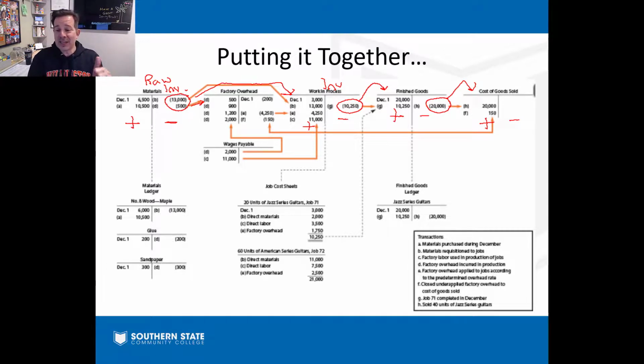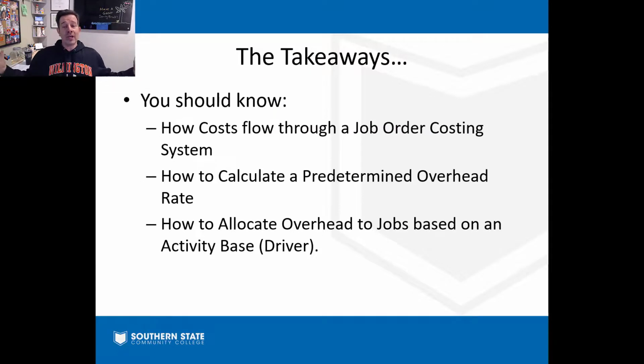As I mentioned, the materials and the direct labor, that's the easy part. The hard part is that factory overhead, keeping track of all the overhead and getting it allocated to the product. We'll have one more video where we give you a little bit more detail on that factory overhead account, help you understand how to handle it. So your takeaways here in our video: you need to know how costs flow through that job order costing system. You need to be able to calculate that estimated or predetermined overhead rate. And you also need to know how to allocate overhead to a job based on an activity driver.